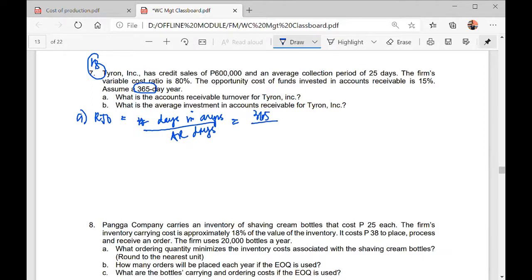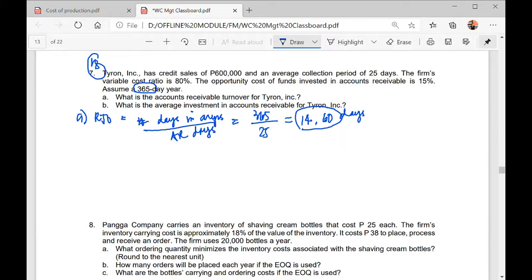Na may AR days diri? Asa may AR days diri sa problem? Given ba? Hello? Asa may AR days ani? Given ba siya or sulbon pa? 25, correct. Okay, so therefore, what is our answer? Answer is, okay, 14.60 or 14.6. Therefore, this is in terms of days, ha?